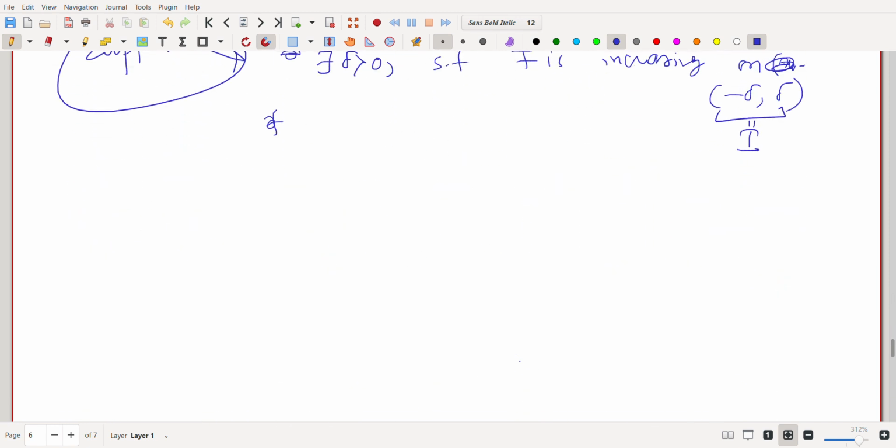See, f dash 0 exists. Now this is a very important part.